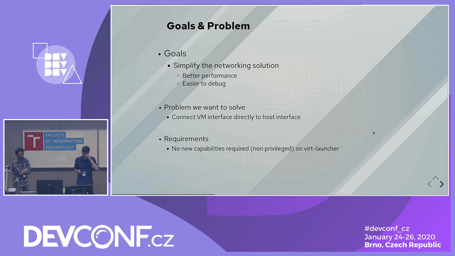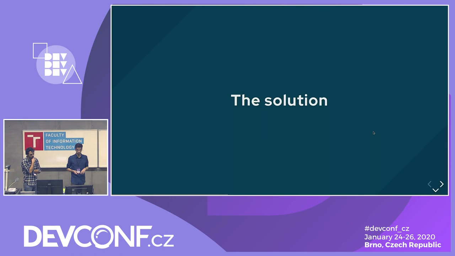There's a tweak here: we want to do this without requiring any extra capability on the virt-launcher pod. The virt-launcher pod currently runs as a non-privileged pod, and the only capability it has is NET_ADMIN, because it requires an IP address from the DHCP, and we do not want to change that. We want it to keep that way. Well, I'm going to hand this to Jaime so he can guide us through the solution part.